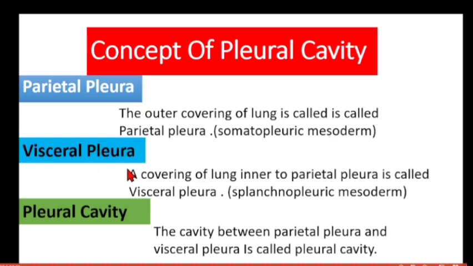The outer covering of the lung is called parietal pleura and it is derived from somatopleuric mesoderm during embryonic period. And visceral pleura, a covering of lung inner to the parietal pleura, is called visceral pleura, and it is derived from splanchnopleuric mesoderm during embryonic period. Pleural cavity. The cavity between parietal pleura and visceral pleura is called pleural cavity.